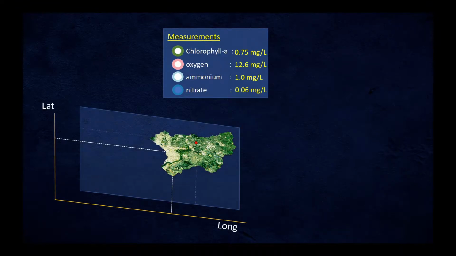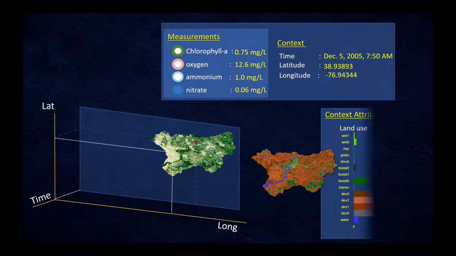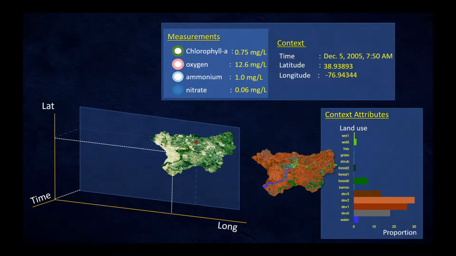Measurements don't exist in a vacuum, and it is important to describe the context, such as the time and place where our measurements were taken. If we're lucky, we also have information about what I call context attributes. These describe something about the context in which we took our measurements. For example, based on satellite images, we have information about how land is used in the Washington, D.C. watershed. Based on this information, we can conclude that land in the watershed is highly developed.